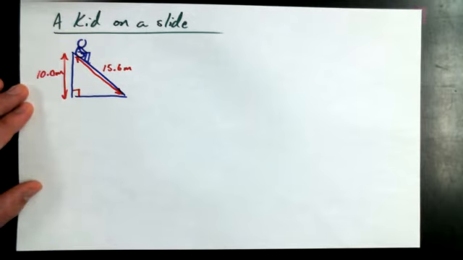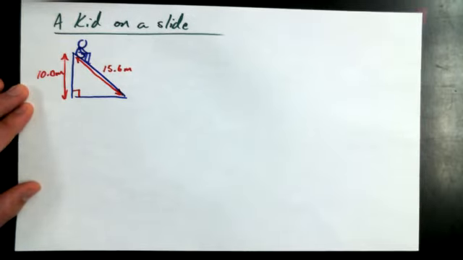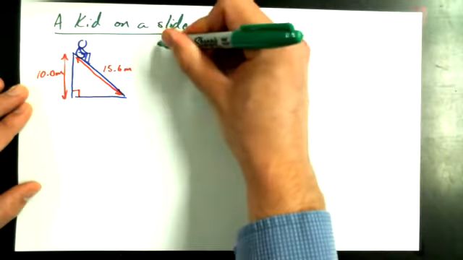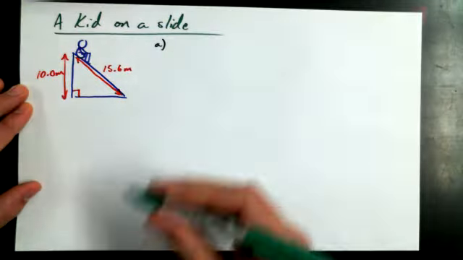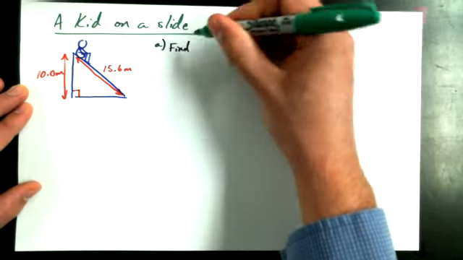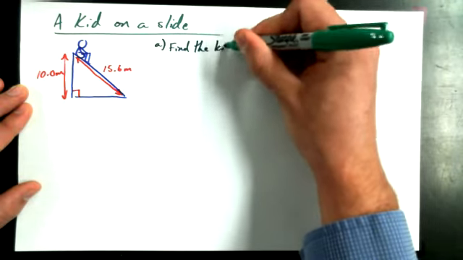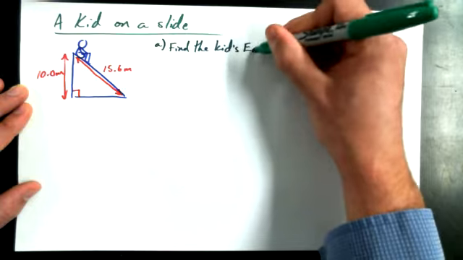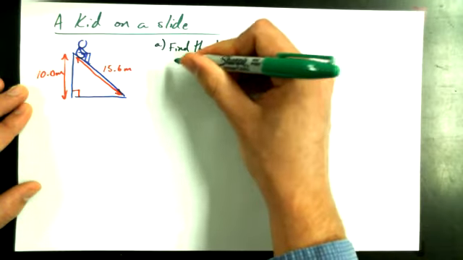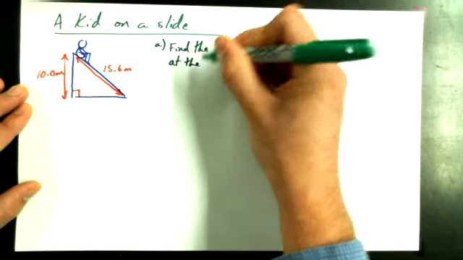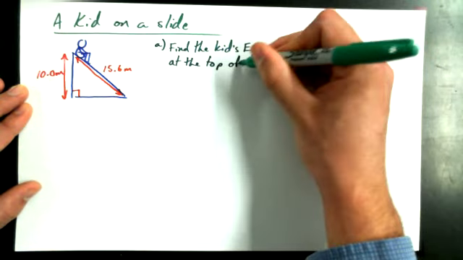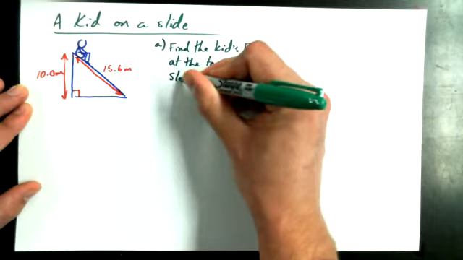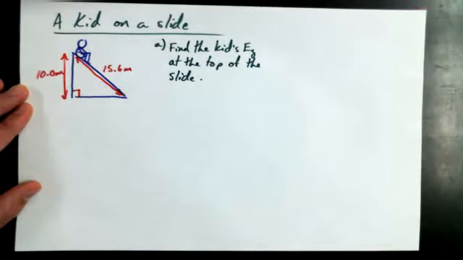Now this kid's going to go down the slide, and I've got a few questions I want to ask about this kid. Find the kid's EG, gravitational potential energy, at the top. Assuming a kid going down a slide starts from rest. That doesn't affect the EG, but I'll just tell you the kid's starting from rest. What's the kid's EG at the top?